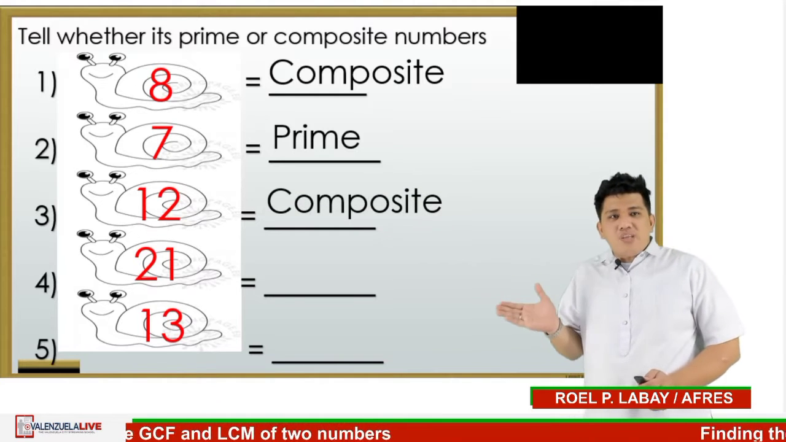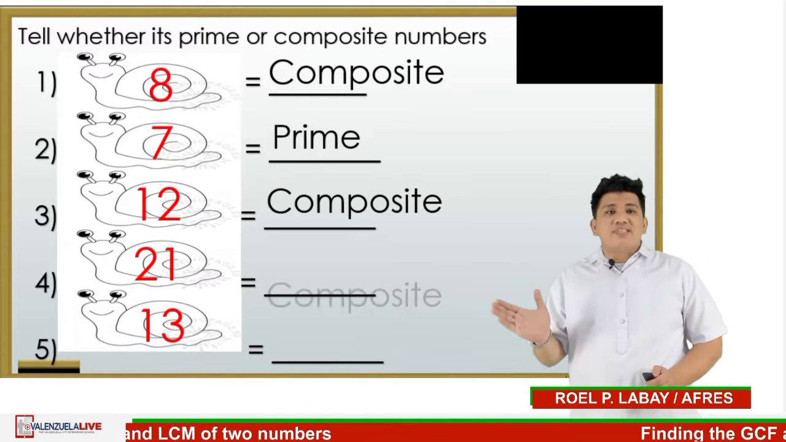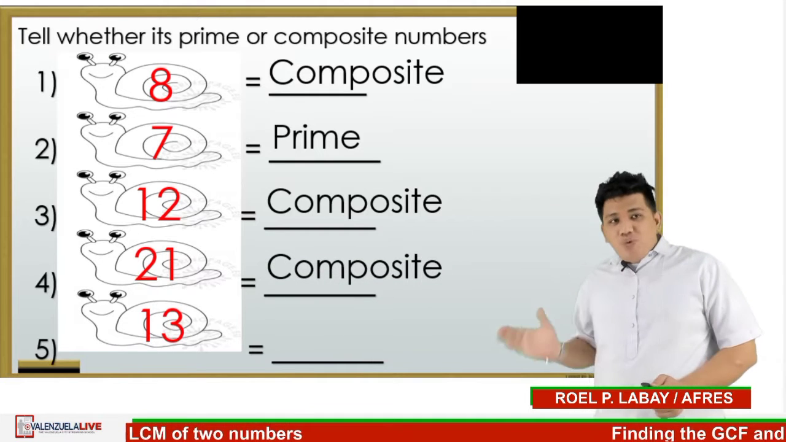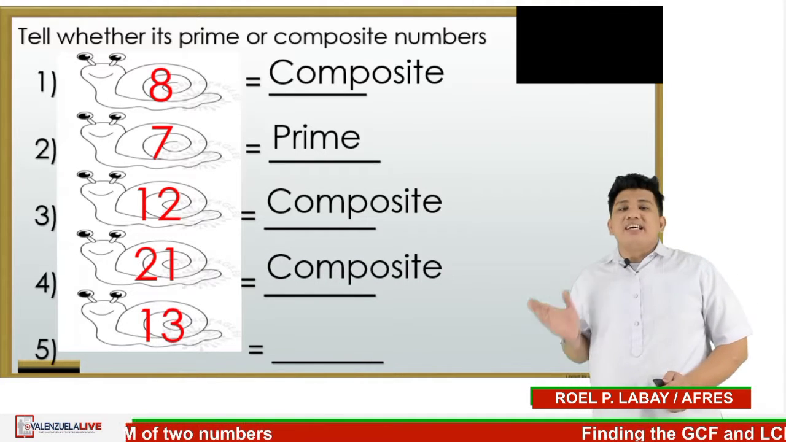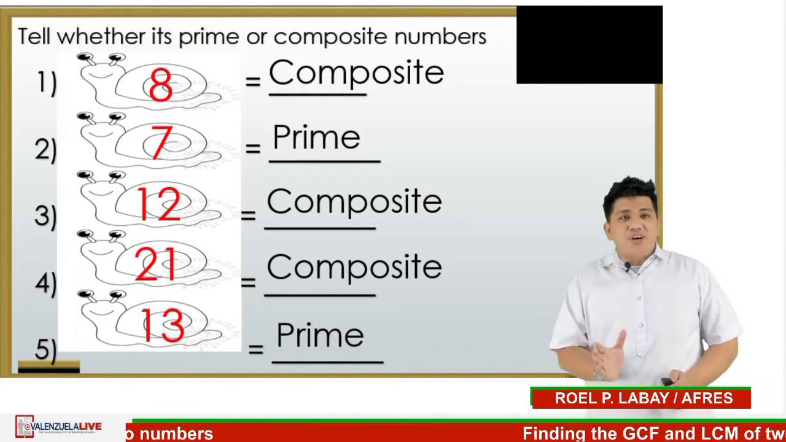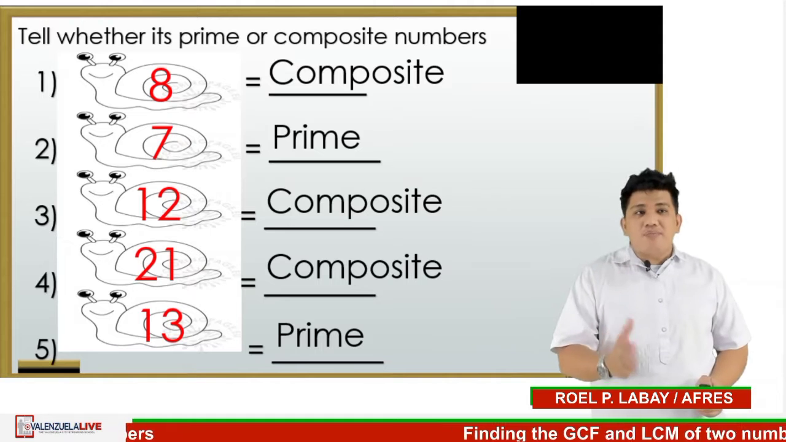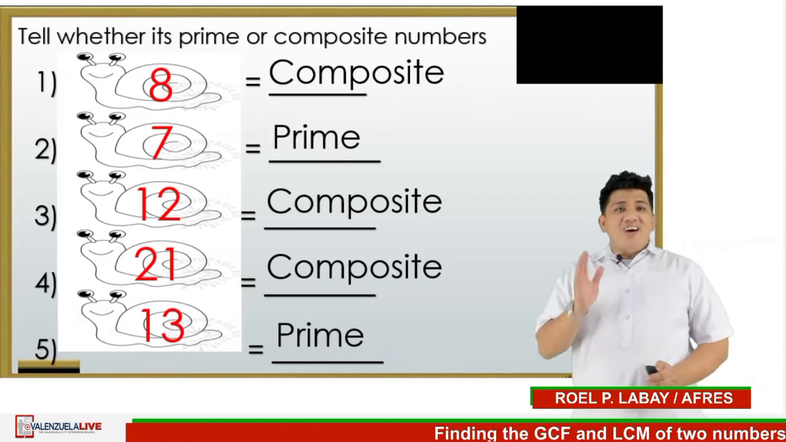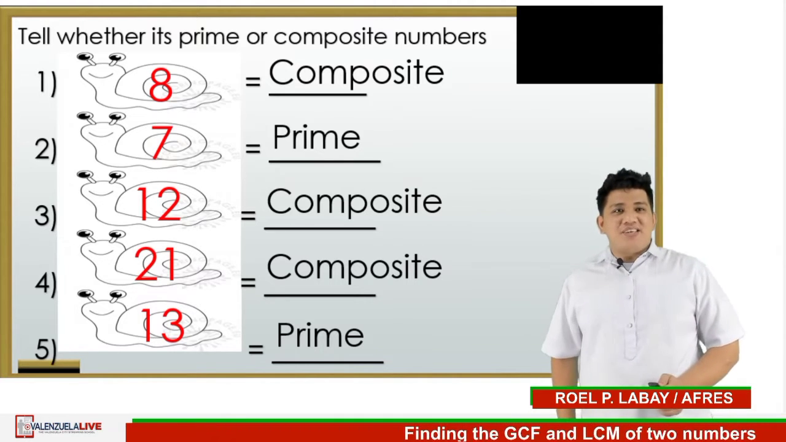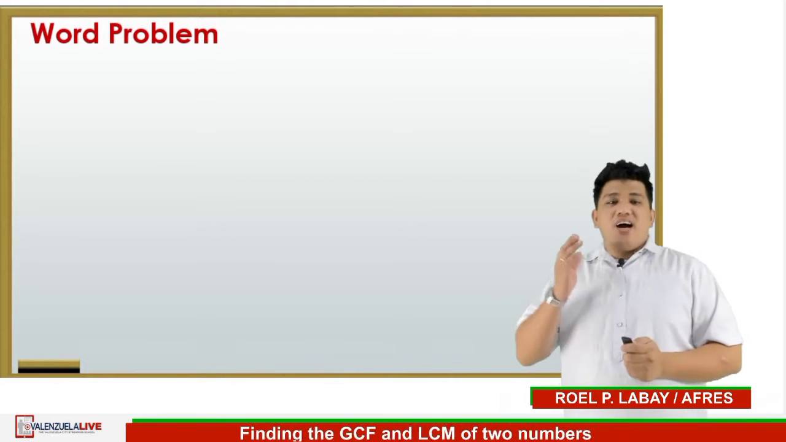Now, how about 21? Excellent. That is a composite number. And last one, we have 13. That is a prime number. It is very important that you know what is a composite number and a prime number because we will use that in our discussion. To start our lesson, I have here a problem.